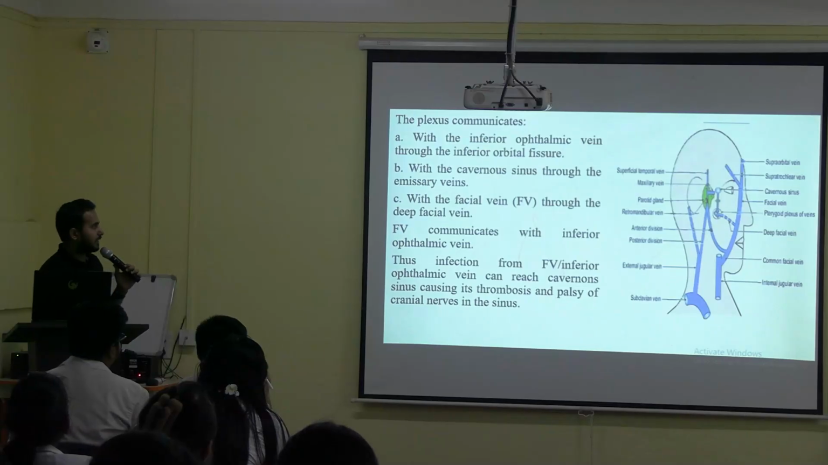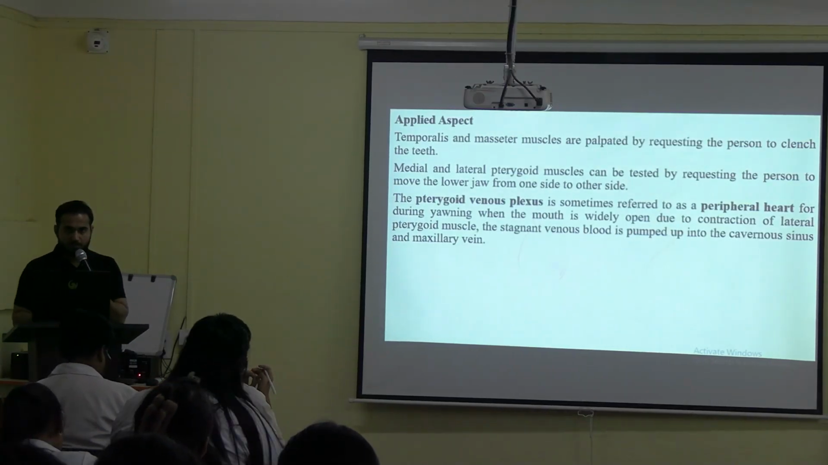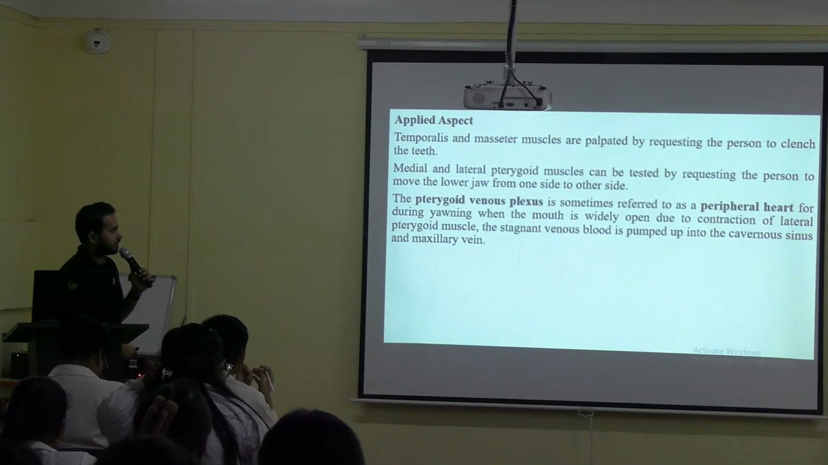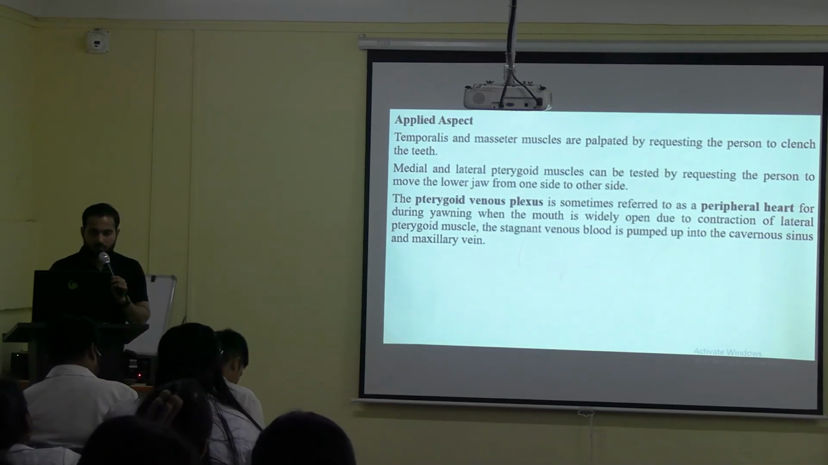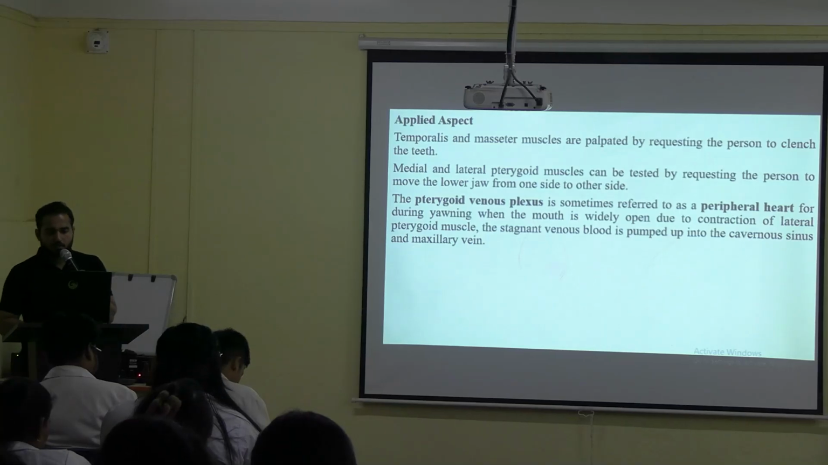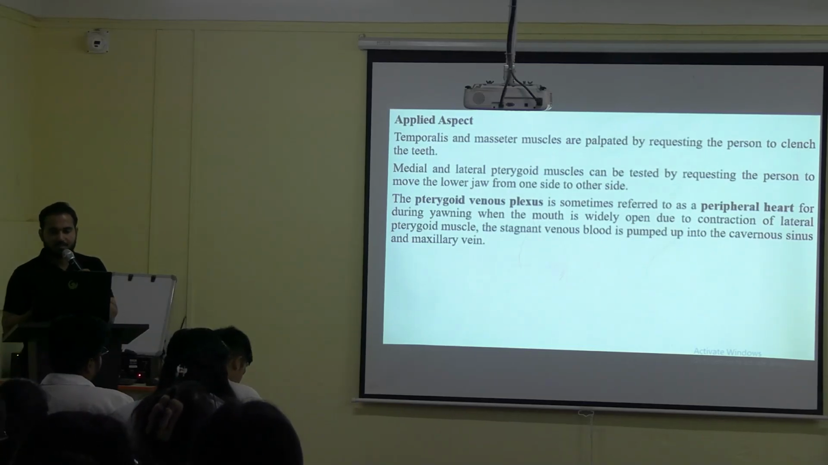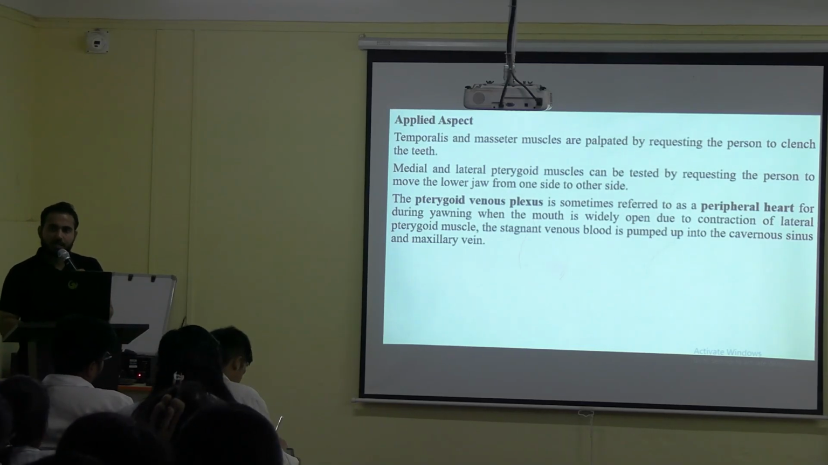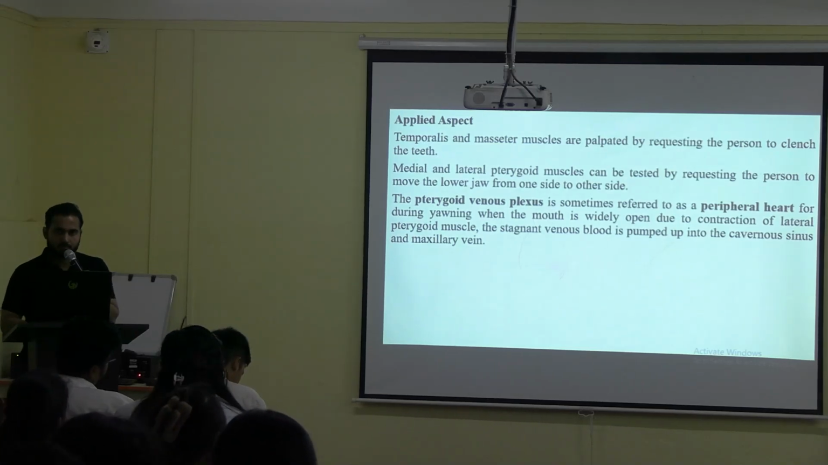Now let's discuss the applied aspect. Since we have started the pterygoid venous plexus, first we will see its applied aspect. It is sometimes referred to as the peripheral heart. Why? Because during yawning, whenever the mouth is widely open, due to the contraction of the lateral pterygoid muscle, the stagnant blood from the venous plexus is pumped to the cavernous sinus and into the maxillary vein. Thus, it increases the venous return.